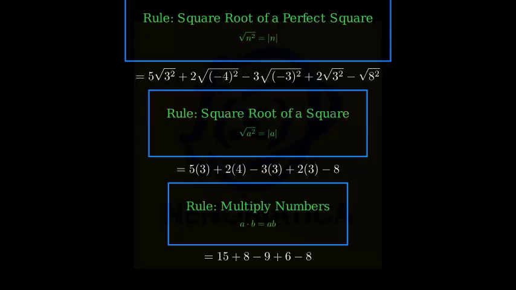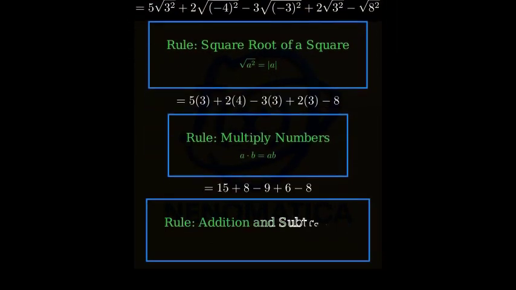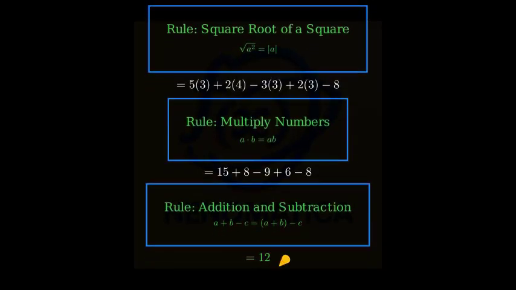Finally, let's add all these terms together. 15 plus 8 is 23. 23 minus 9 is 14. 14 plus 6 is 20. 20 minus 8 is 12. Therefore, our final answer is 12.